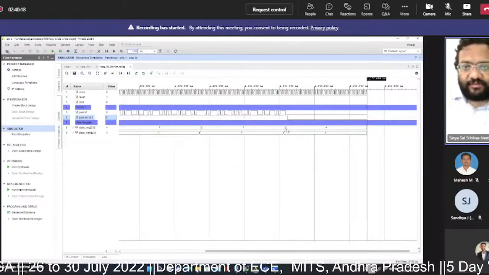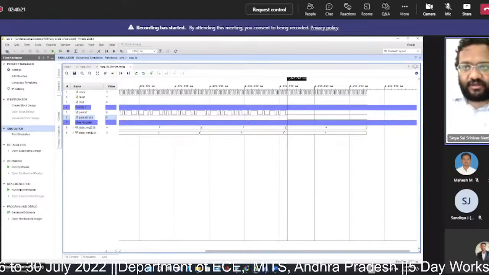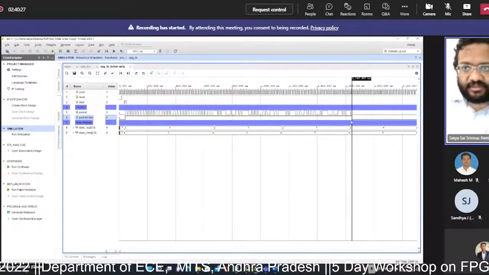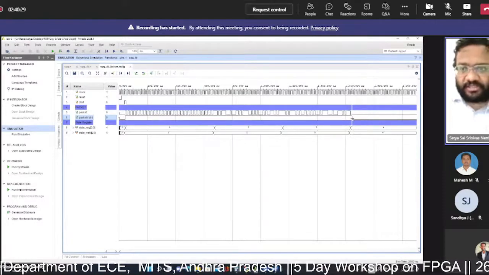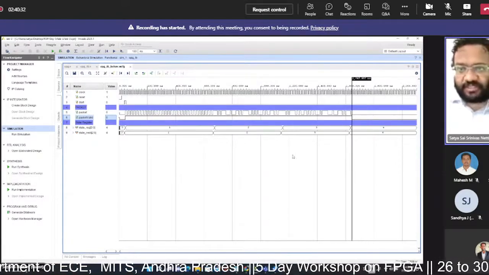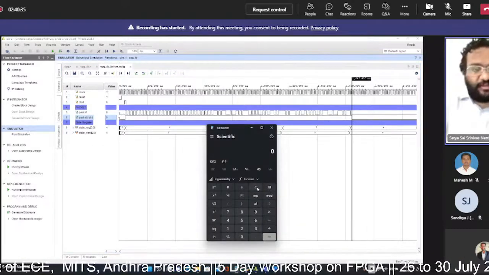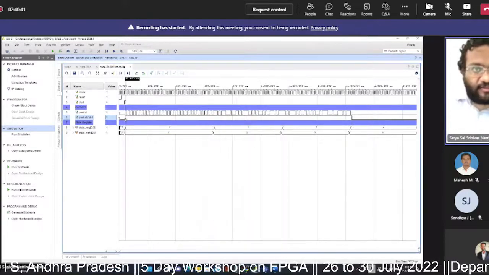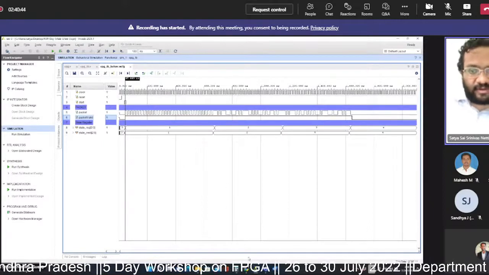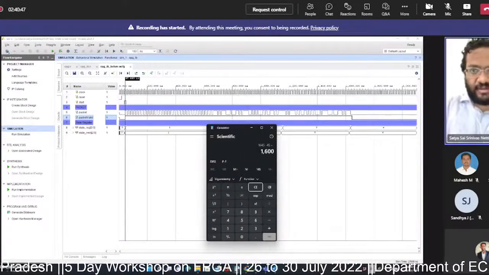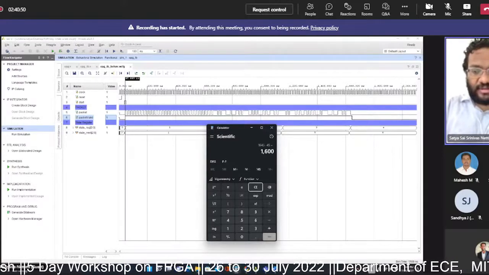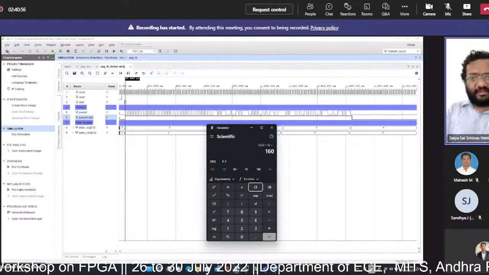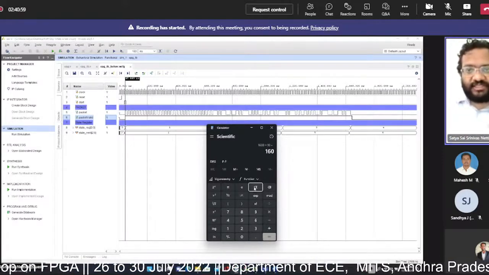You can see the FSM has switched to the S4 state. After that, the frame valid has become 0. Now if you take the timestamp, it is 1645. 1645 minus our frame value, which started to come at 45 nanoseconds, gives 1600. Our clock is 10 nanoseconds, so we have 160 clock cycles. In 160 clock cycles, we got 160 bits.